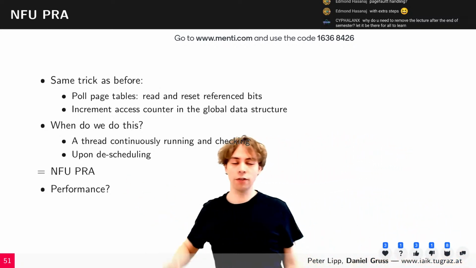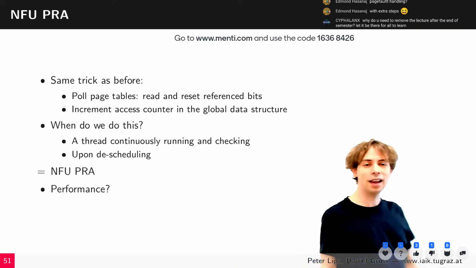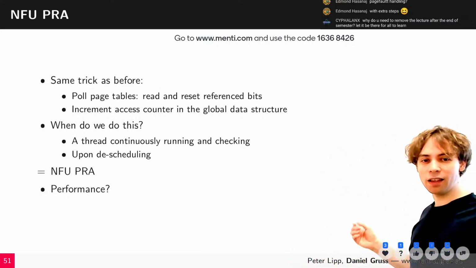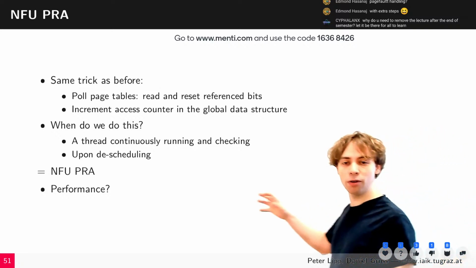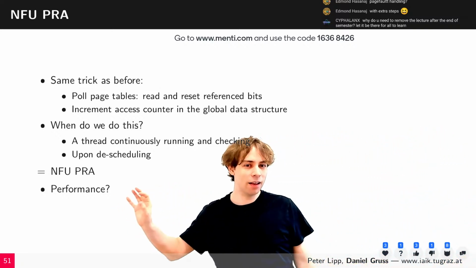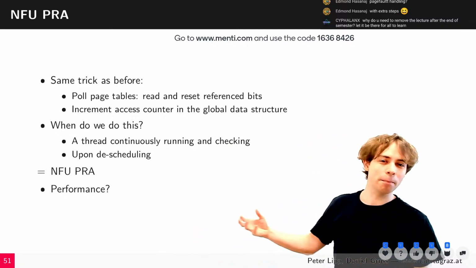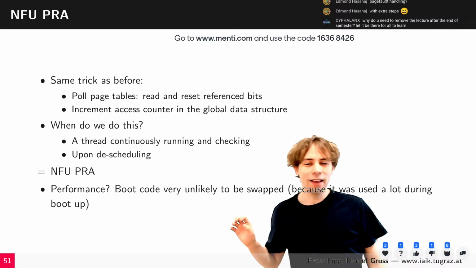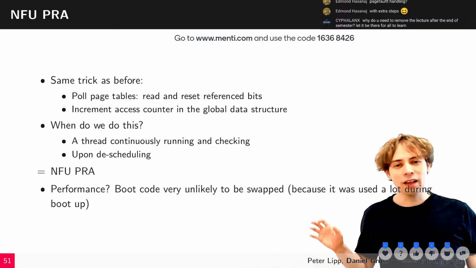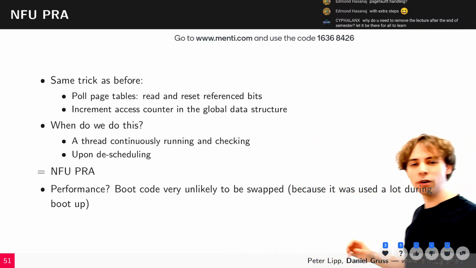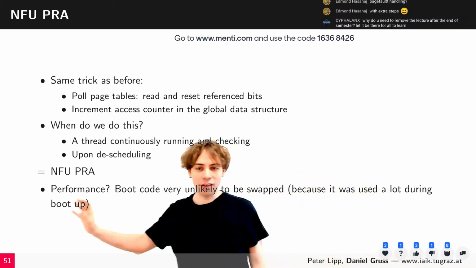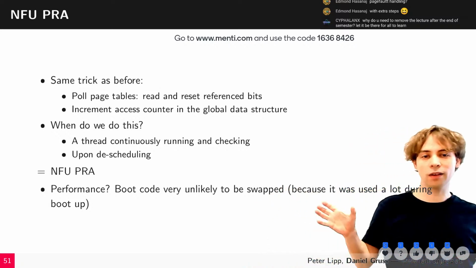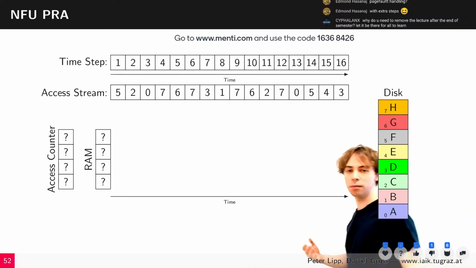What is the performance of the not frequently used algorithm? Let's take a look. It can be nice for some examples. It can be good, but sometimes it's not very good, and for some pages especially. For instance, boot code. Boot code is very unlikely to be swapped because it was accessed a lot of times during boot up, and we just approximate this access frequency with the access count. So this code will always stay very important.